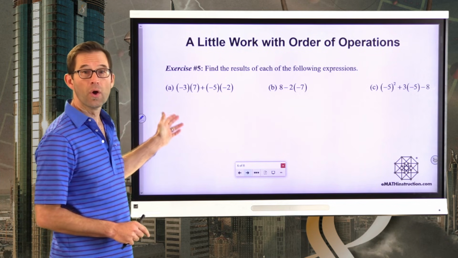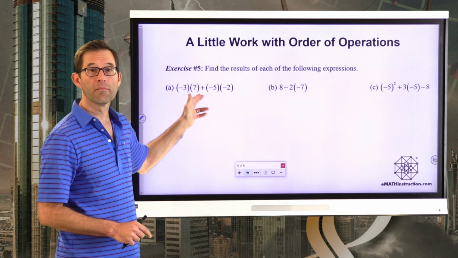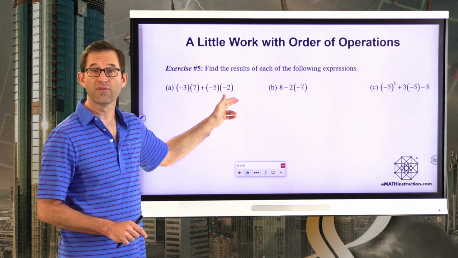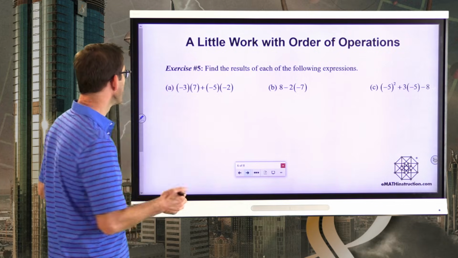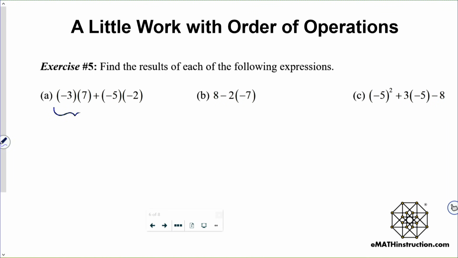We take a look here. We've got negative 3 times 7 plus negative 5 times negative 2. We've got to do those products first, so let's do that together. Negative 3 times positive 7 will be a negative 21, right? Because one of them's negative and one of them's positive. Negative 5 times negative 2 will be a positive 10, because they're both negative. Then negative 21 plus positive 10 will end up having a net negative 11.